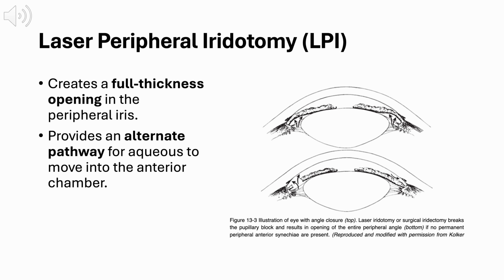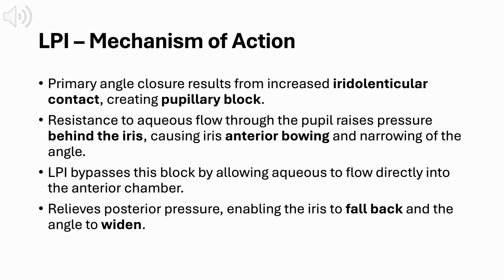By giving aqueous an alternate pathway into the anterior chamber, the pressure gradient that pushes the iris forward relaxes, allowing the angle to open if synechiae haven't already formed. It's a simple anatomical change, but for angle closure disease, it's foundational. When we talk about why an iridotomy works, we're really addressing the mechanics of pupillary block.